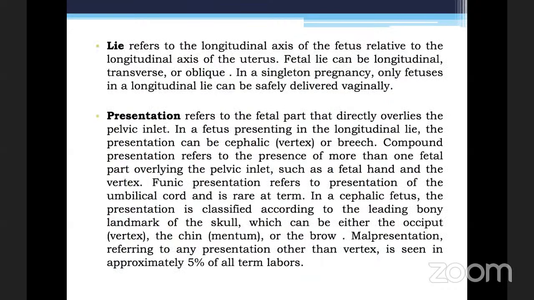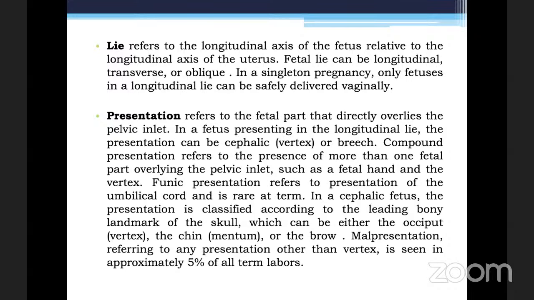Lie refers to the longitudinal axis of the fetus relative to the longitudinal axis of the uterus. Fetal lie can be longitudinal, transverse, or oblique. In a singleton pregnancy, only fetuses in a longitudinal lie can be safely delivered vaginally. Presentation refers to the fetal part that directly overlies the pelvic inlet. In a fetus in the longitudinal lie, the presentation can be cephalic, also known as vertex, or breech.